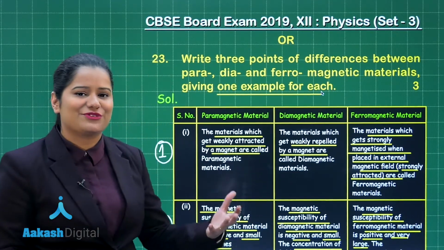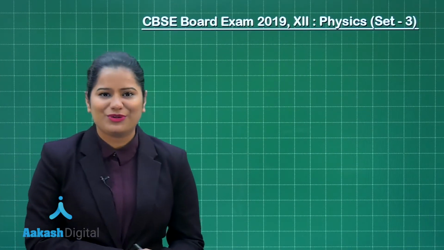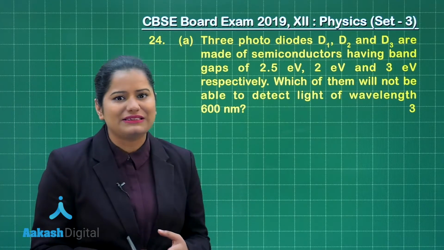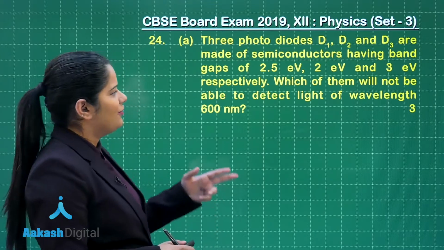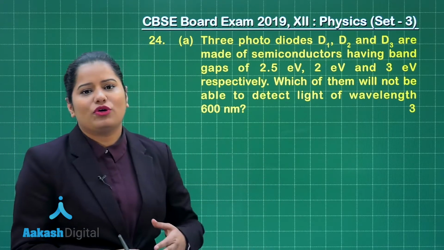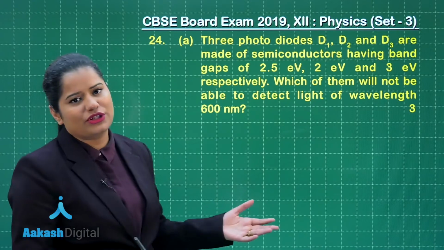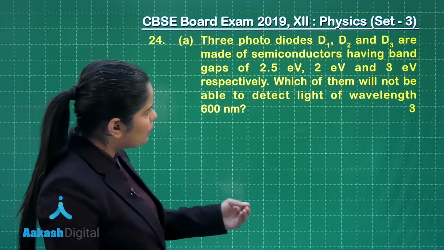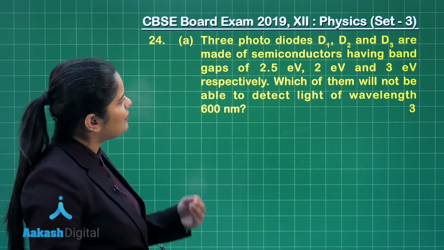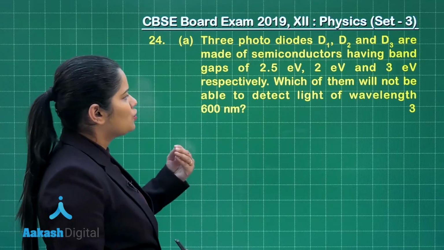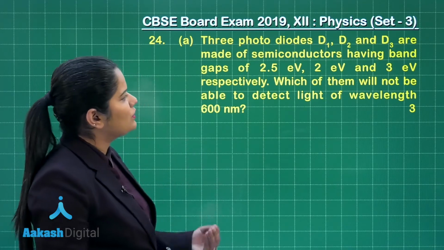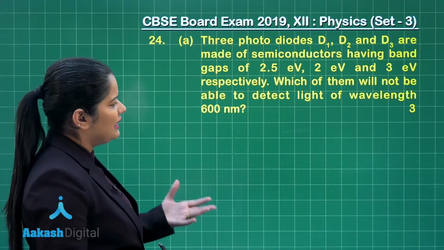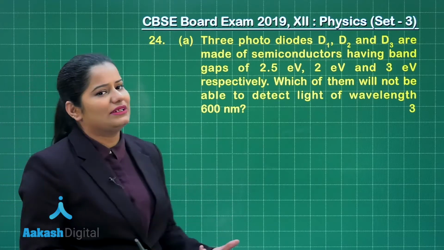Now let's move on to the discussion for the next question. So now let's have a look at the next question. That's question number 24. This question is also for 3 marks and there were 2 parts of the question, and the first part is going to be for 1.5 marks and the second part is also going to have 1.5 marks. The first part says: 3 photodiodes D1, D2 and D3 are made of semiconductors having band gaps 2.5 electron volt, 2 electron volt and 3 electron volt respectively. Which of them will not be able to detect light of a wavelength 600 nanometer?